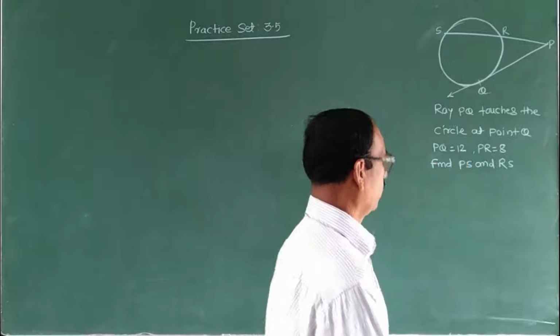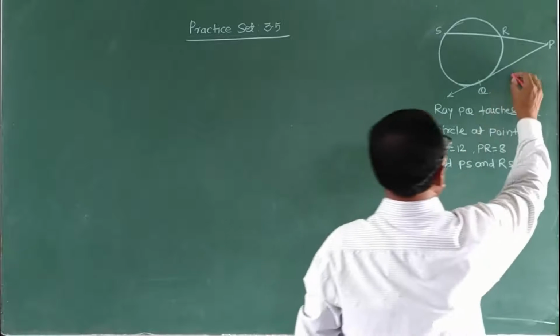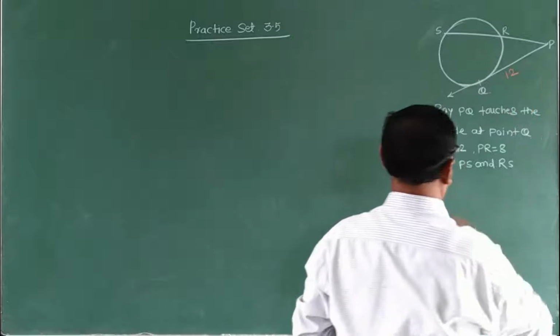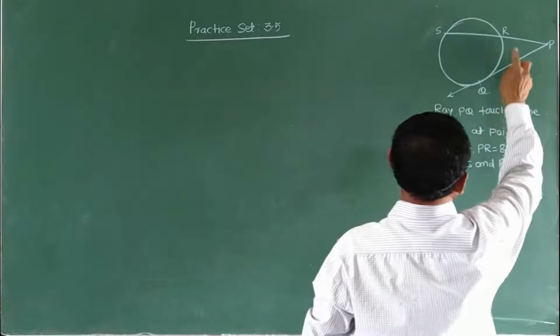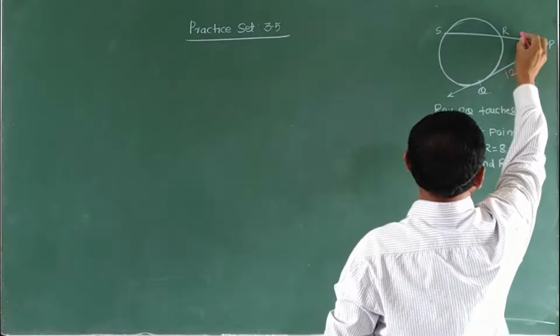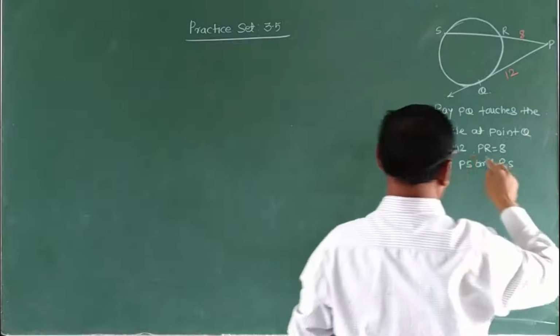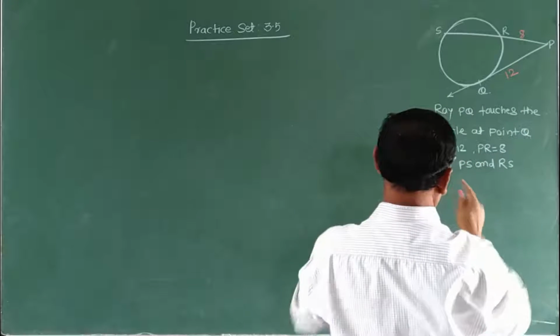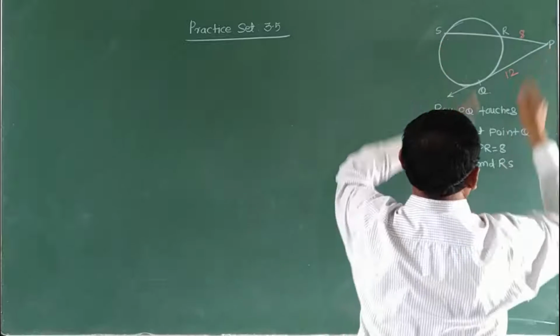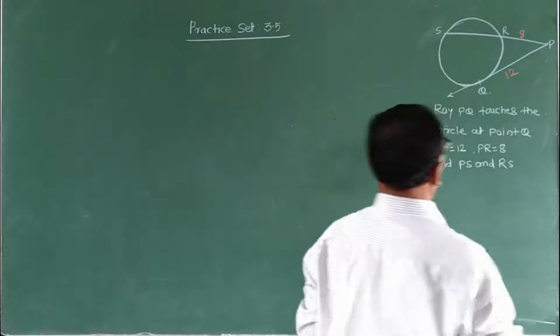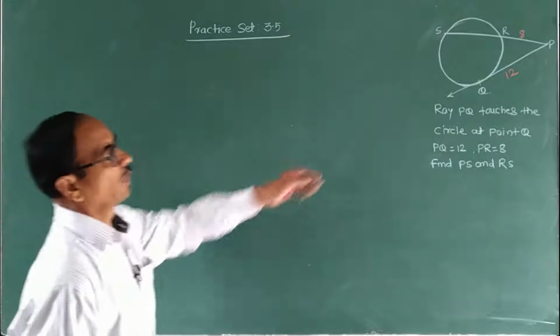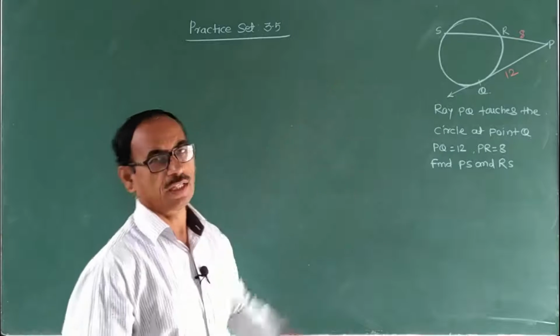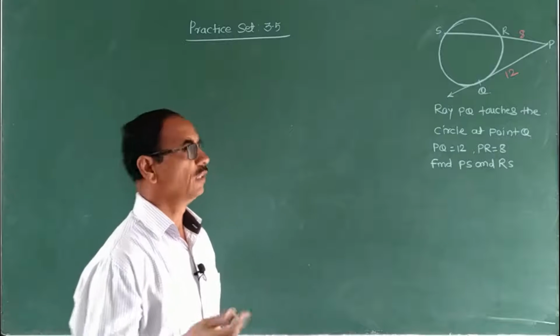PQ is 12. Here we have given length PQ is 12. Then PR is 8. PR, this distance is 8. We have to find out PS and RS. So here we can use the theorem of the intersecting chords.